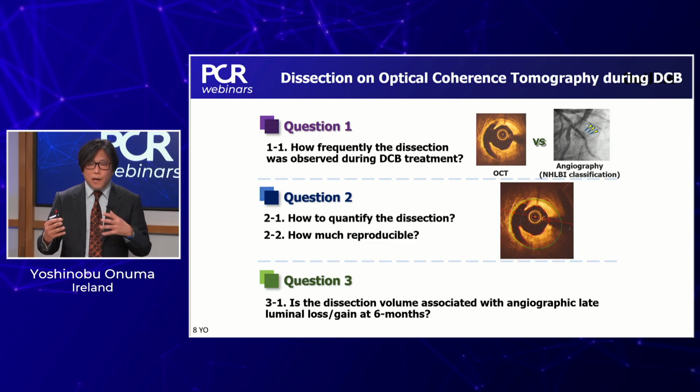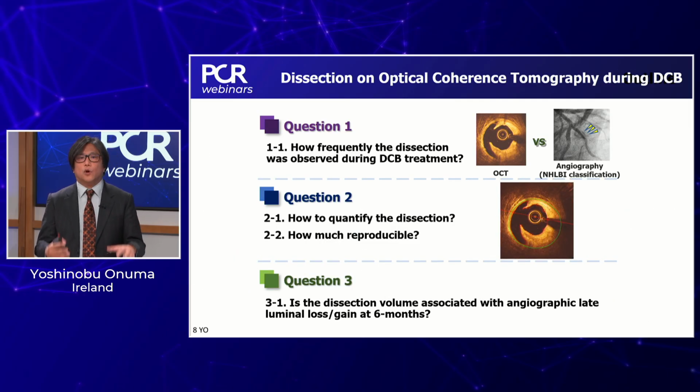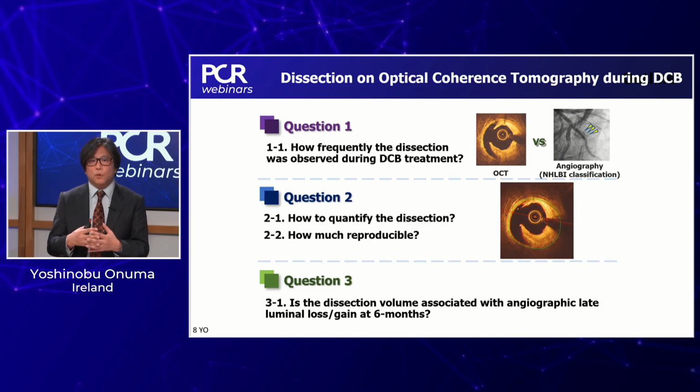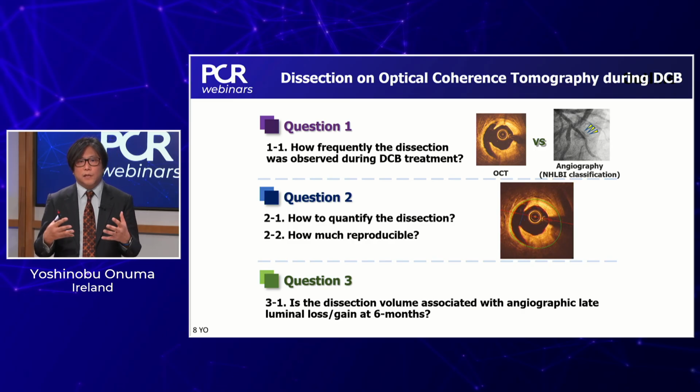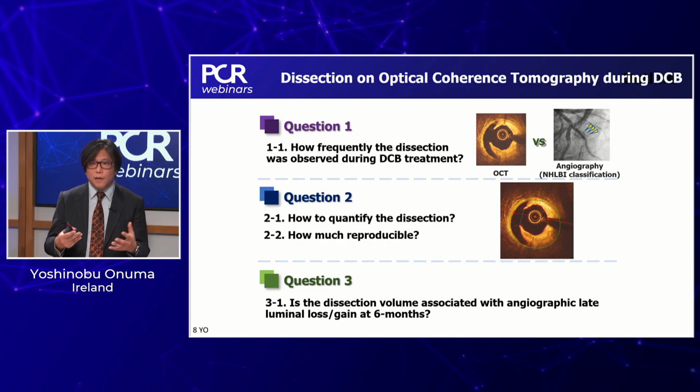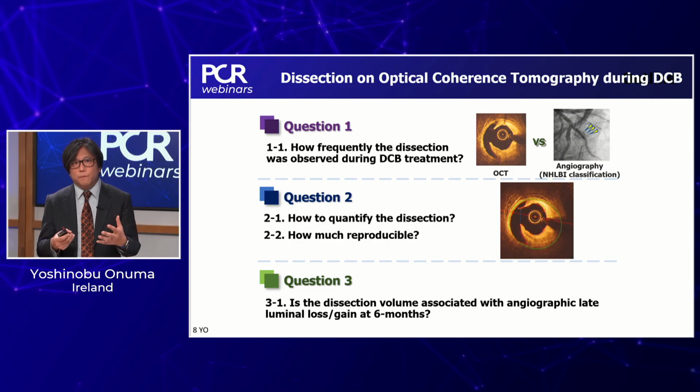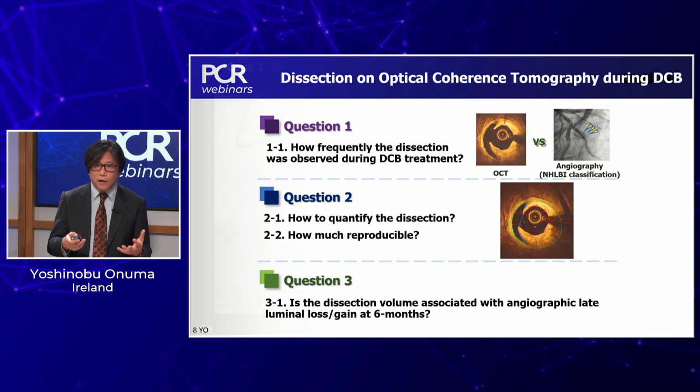So some time ago, we had a question about OCT detected dissection. How frequently can OCT detect the dissection? How to quantify it? And what is the relationship between the OCT detected dissection and angiographic or clinical outcomes?